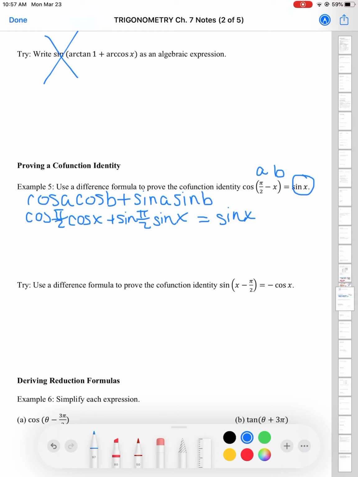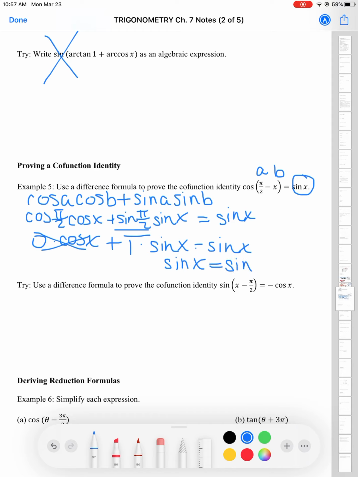Cosine of pi over 2 is 0. So that happens really nicely because 0 times cosine x just ends up being 0. Plus, sine of pi over 2 is 1. So 1 times sine x is equal to sine x. So that shows us that sine x is equal to sine x. So we just proved that cofunction identity.